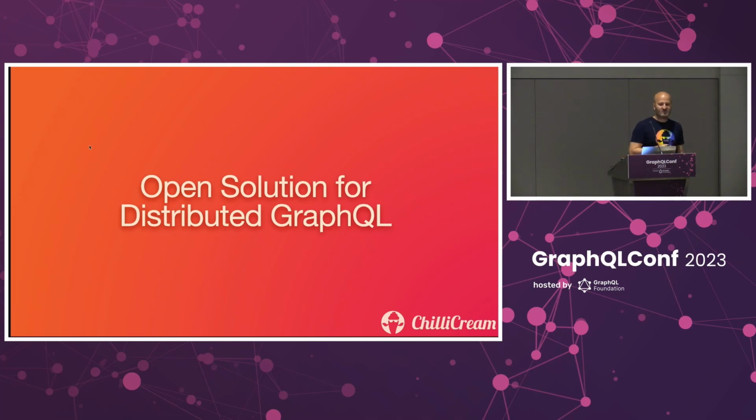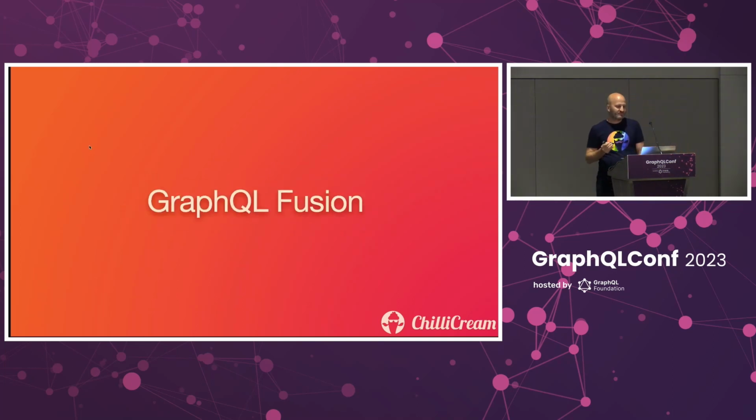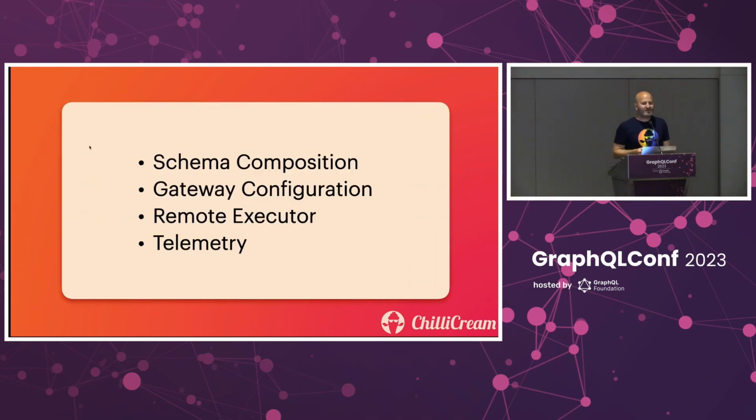So what we need is an open solution for distributed GraphQL. And that's where GraphQL Fusion comes in. When we talked about what the components of a distributed GraphQL setup are, we came up with 4 major components. Every Tuesday, we would do 1-hour sessions with all our company engineers and look at how we can standardize that. And this we did over a year. And then we started writing a spec.